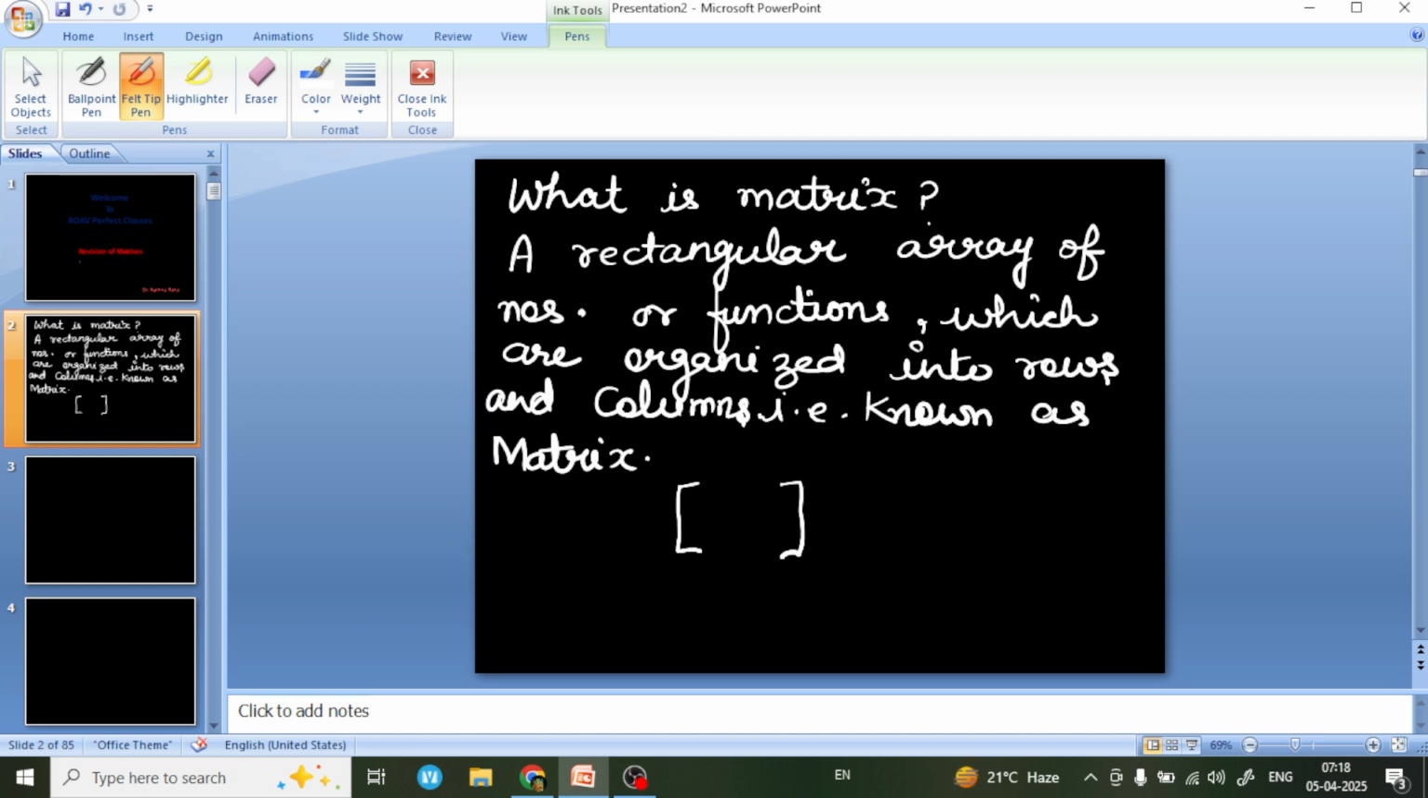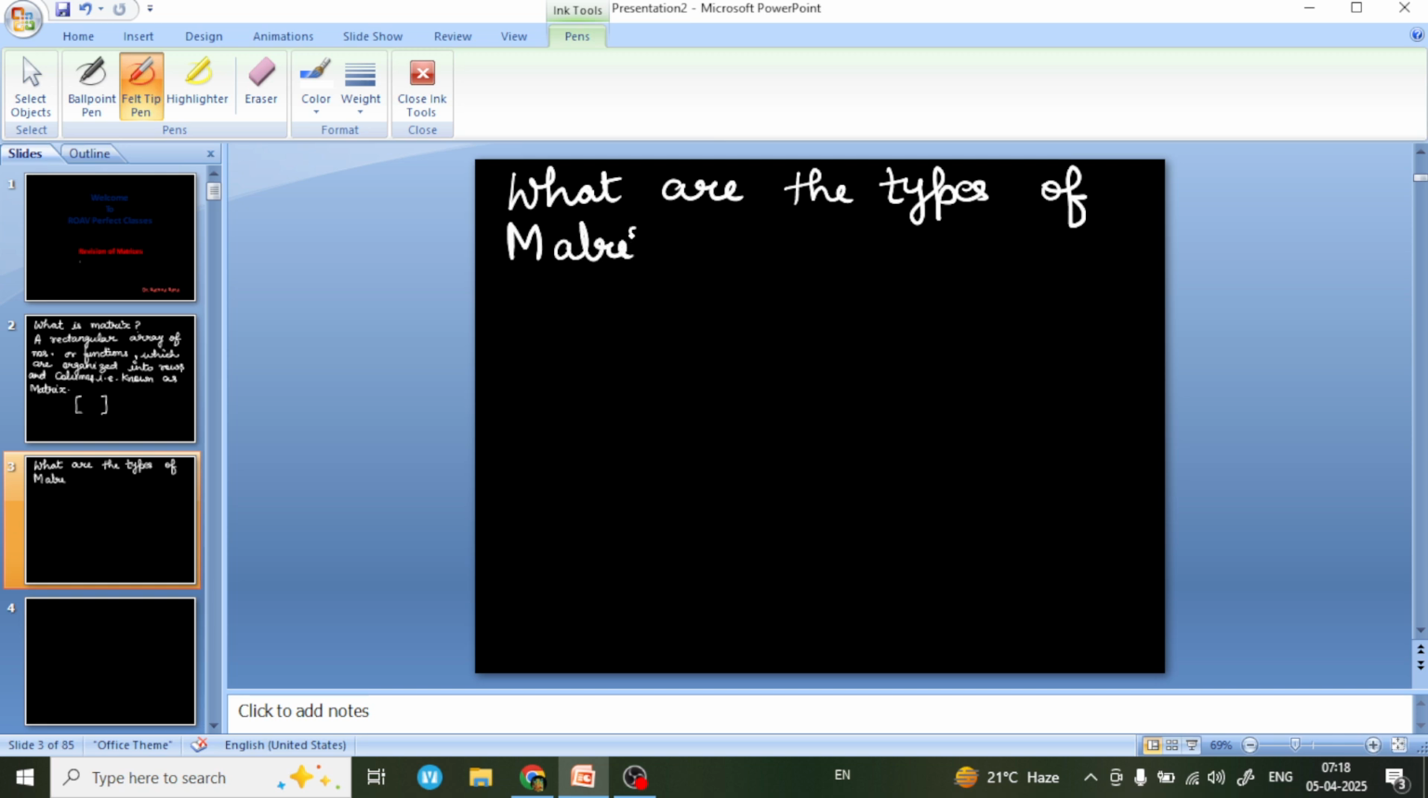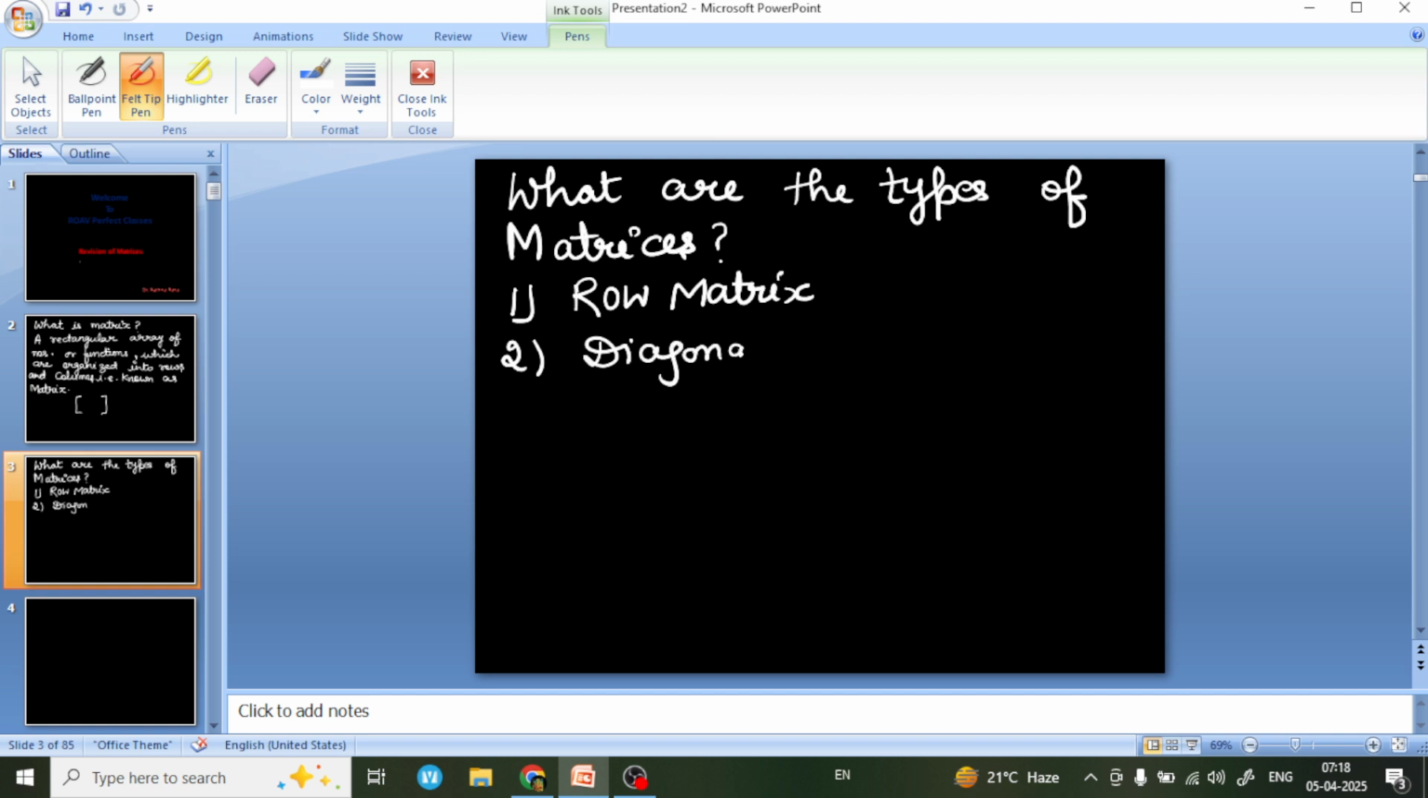What are the types of matrices? There are many types of matrices. First is row matrix. Second type, diagonal matrix.